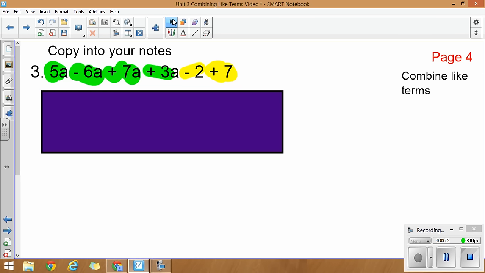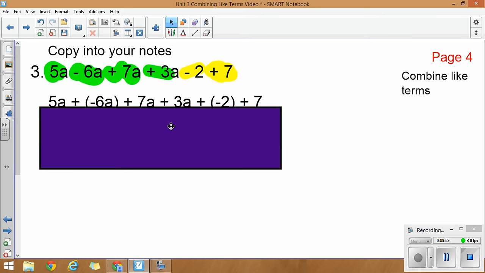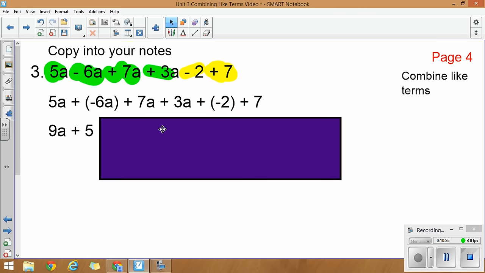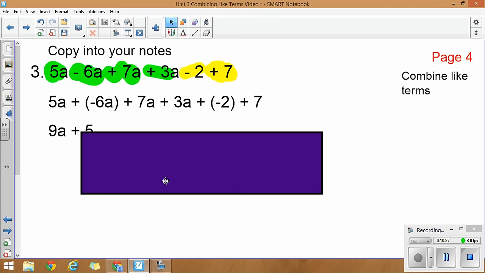So what we're going to do first is rewrite the problem. I'm going to take these minus signs out and rewrite them as plus the opposite. So here we go. 5a, bring that down, minus becomes plus, so I take the opposite of 6a, which is negative 6a, plus 7a, plus 3a, make the minus a plus, so I'm going to flip the next integer to make it negative 2, then plus 7. So I'm going to take all my a terms, add them up, and I get 9a, and then negative 2 plus 7 is plus 5.